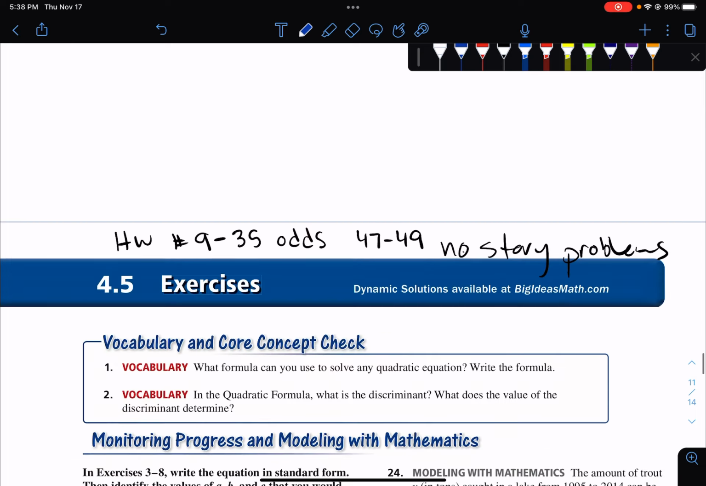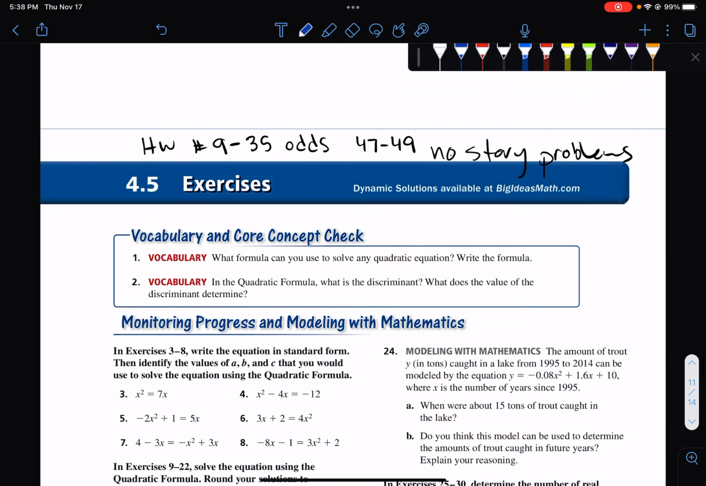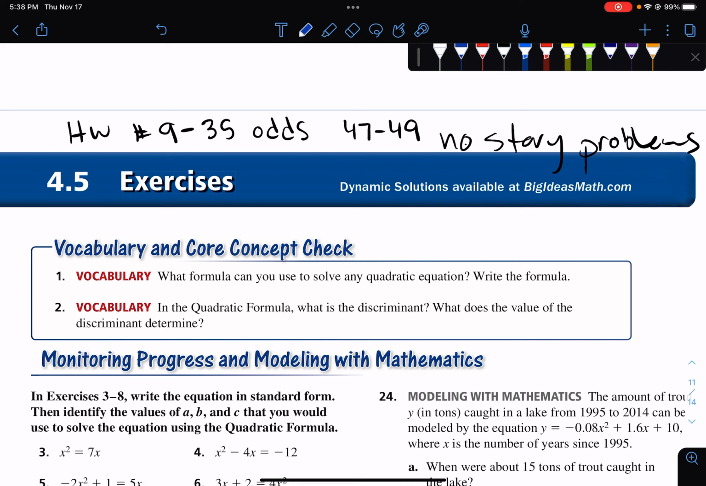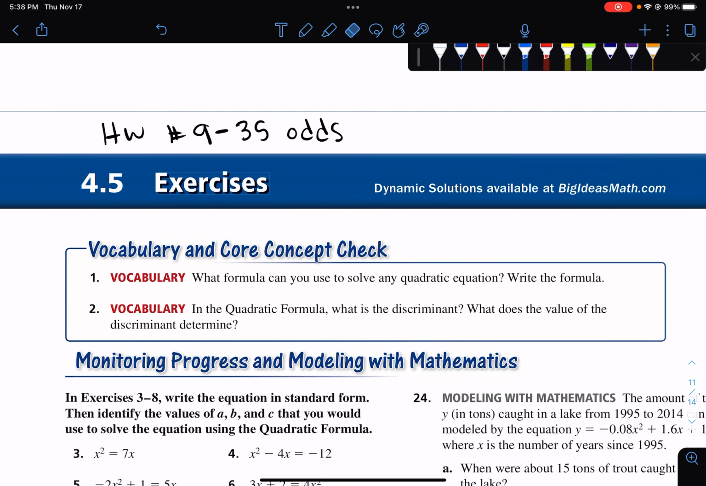All right, homework time. I want you to do 9 through 35 odds. And don't worry about the rest of this because I don't want you to do the story problems. We're going to do those together in class. But I want you to do 9 through 35 odds. If there's 1 or 2 story problems in there, go ahead and skip those. We'll worry about them as a class together in person.